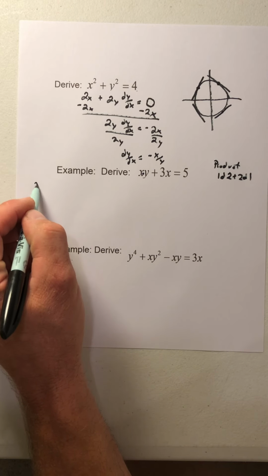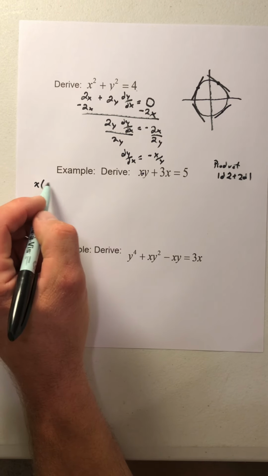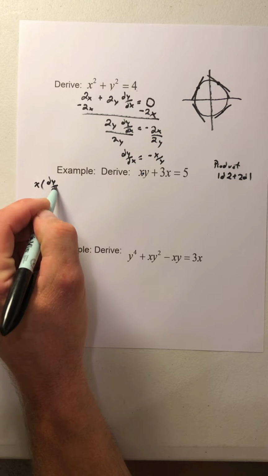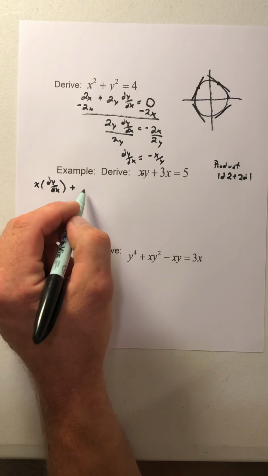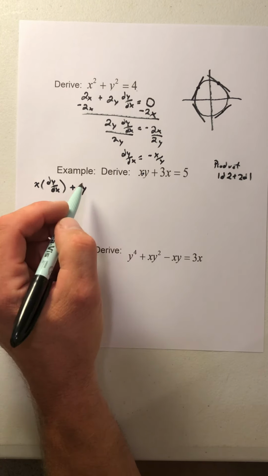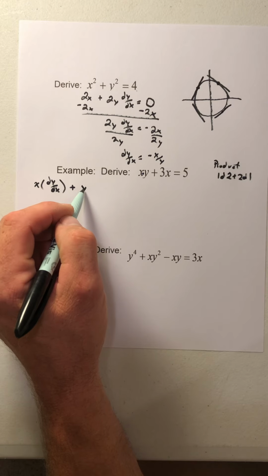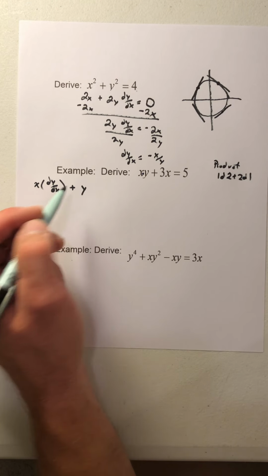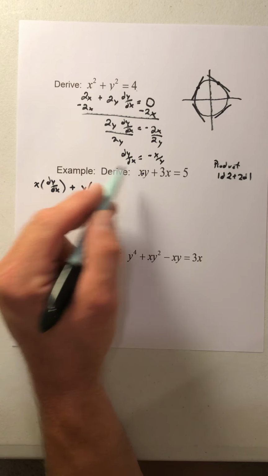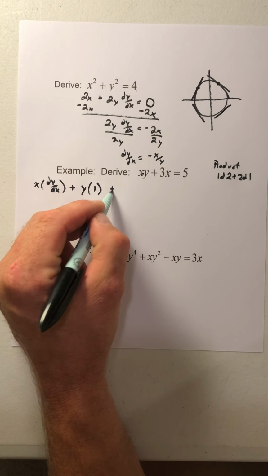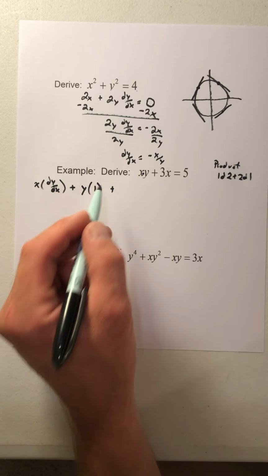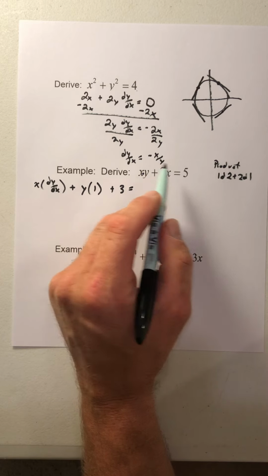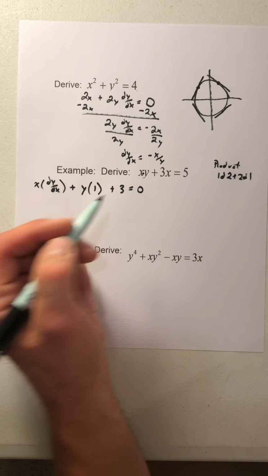So I take my first, my x, times the derivative of y, which is dy/dx. To that we're going to add the second, our y. This time we're not going to put a dy/dx with the y because we did not take the derivative of a y. Derivative of x is 1. To that we're going to add the derivative of 3x, which is 3. And the all-important derivative of 5 is 0.